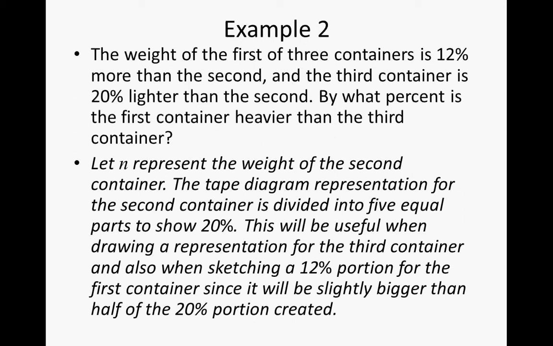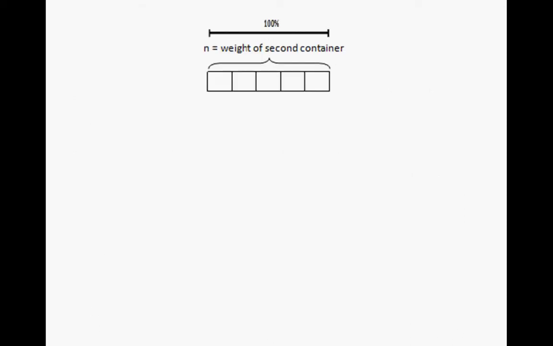The tape diagram representation for the second container is divided into 5 equal parts to show 20%. This will be useful when drawing a representation for the third container, and also when sketching a 12% portion of the first container, since it will be slightly bigger than half of the 20% portion created. So here is our tape diagram. We're going to split the 100% of the second container into 5 equal parts, each representing 20%.